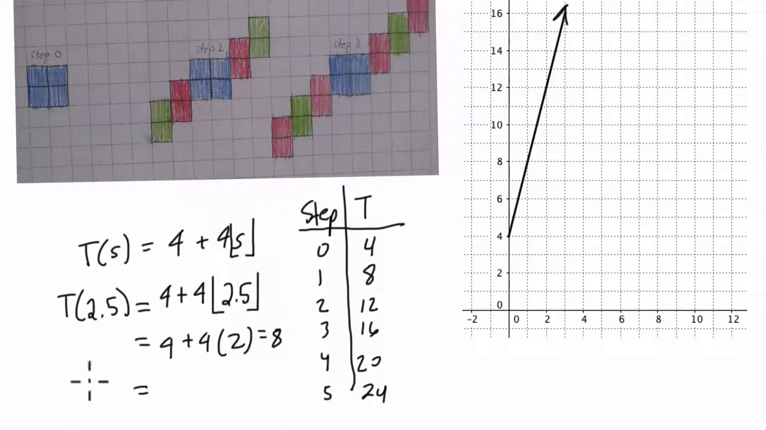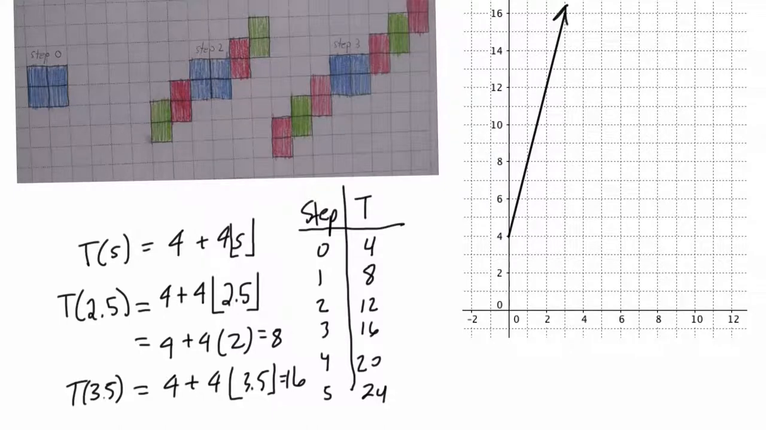Let's plug in 3.5. T of 3.5 should give us, if this formula is correct, 16. Because at the 3.5 step, there is no change. Nothing should happen. It should still be 16. So if we take 4 and we add 4 times 3.5 rounded down, 3.5 rounded down is 3, times 4 is 12, plus 4 is 16. And it's working. So this formula represents the step function for total pixels.